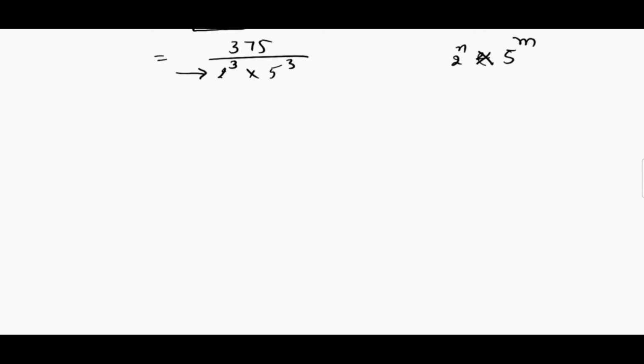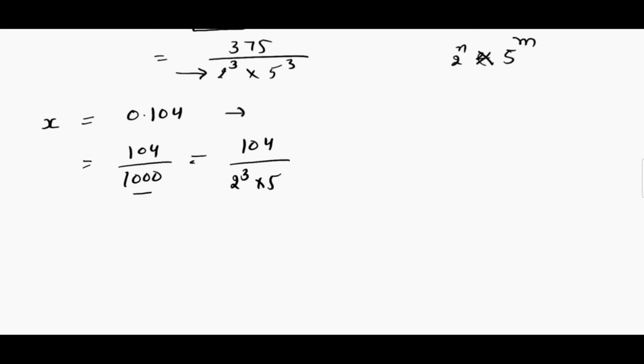For more clarity, let me take one more example. Let x be equal to 0.104. This decimal expansion is terminating, correct? So I can write this in p upon q form. This will become 104 divided by 1000 again. So here also my q was 1000 and I have represented my q as 2 raised to power n and 5 raised to power m. So here we have 3 in both the cases.